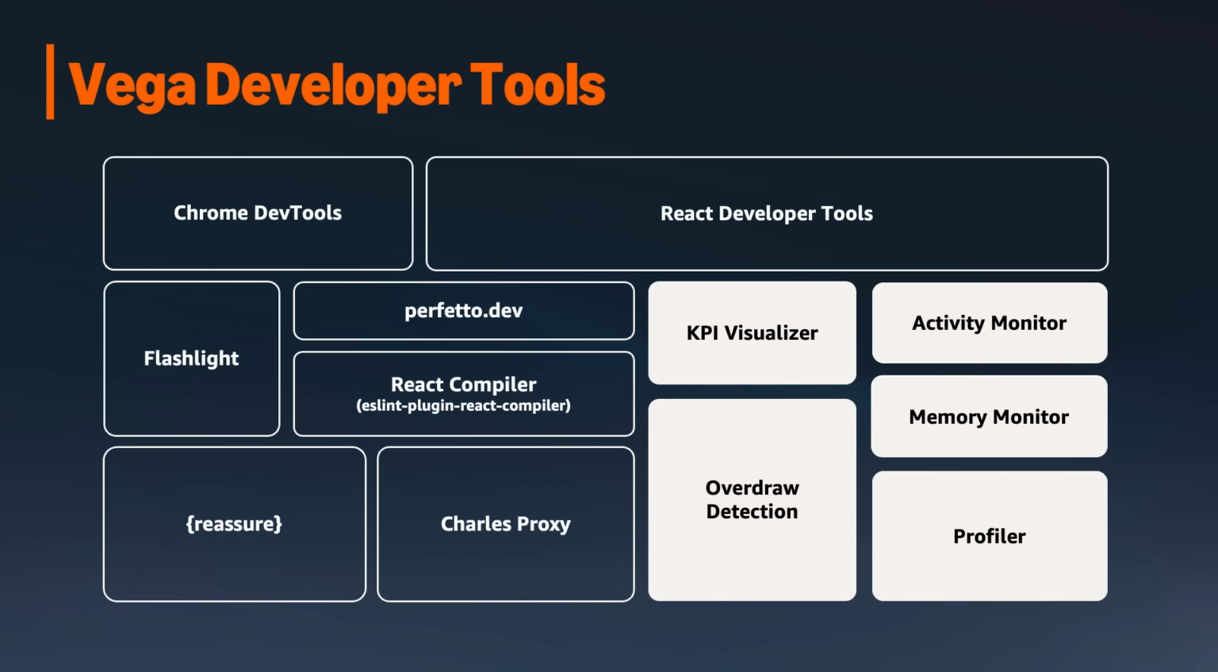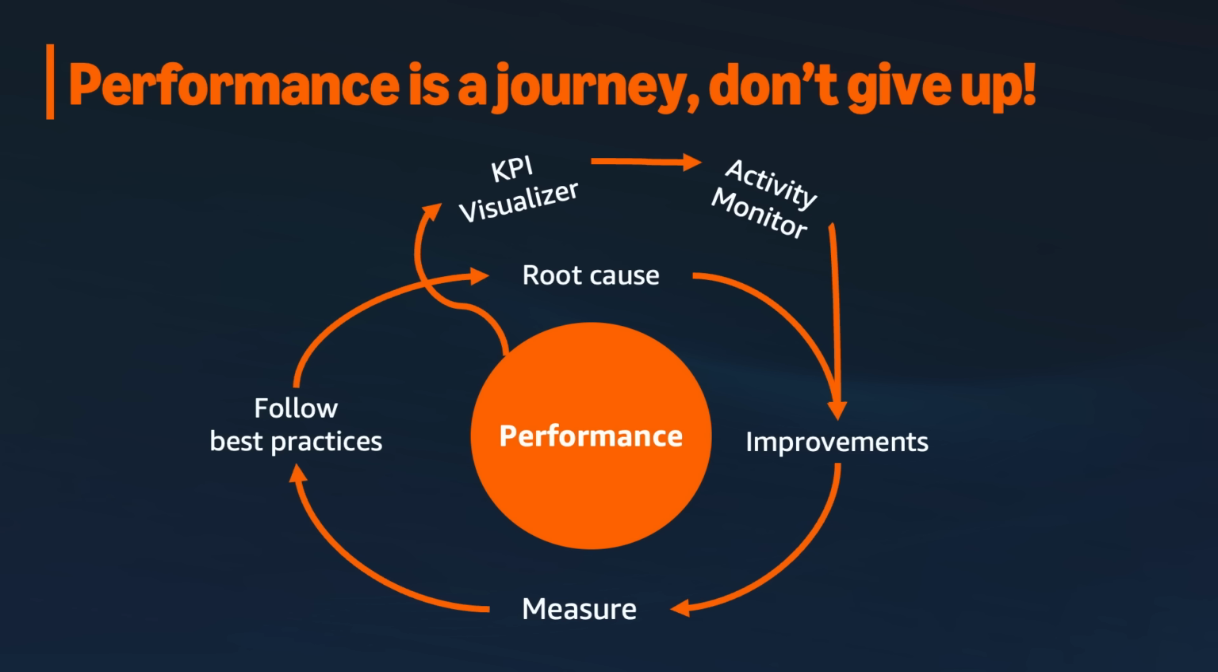We'll look at the KPI visualizer, we'll do some activity monitor runs, and we'll also look at the library called YDD-render that works with Vega, where you can understand why an app is slow. That being said, we also support standard tools out there like Flashlight, for example, Perfetto for log traces, the React compiler, obviously, Charles Proxy, Reassure, which is another library from one of our partners to measure app performance, and so forth.